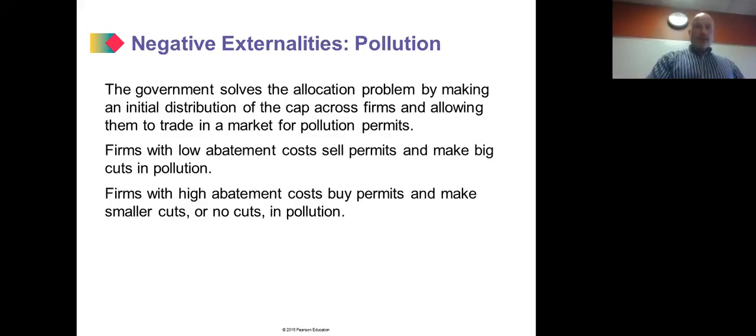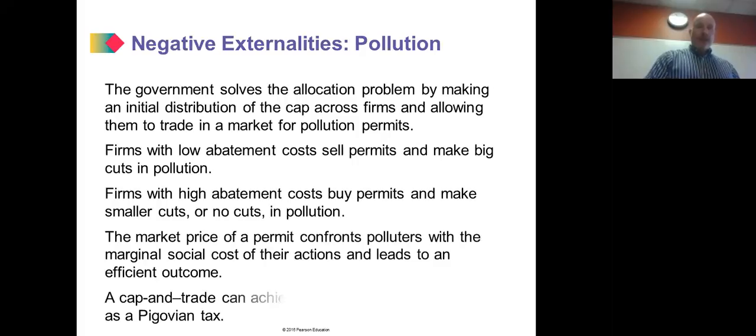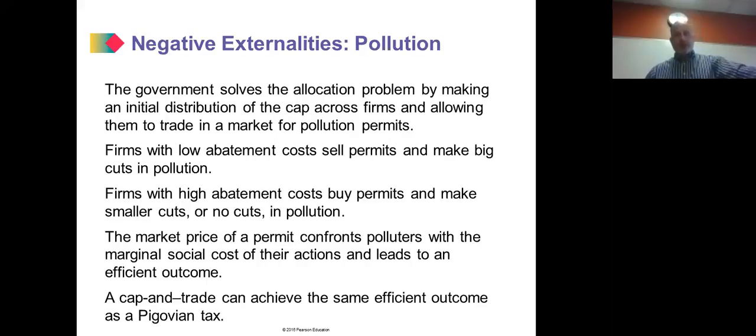So this is an example. Firms with low abatement costs sell permits and make big cuts in pollution. That's my example of Toyota. Firms with high abatement costs buy permits and make smaller cuts or no cuts in pollution. In that example, that would be my Chrysler Dodge. The market price of a permit confronts polluters with the marginal social cost and leads to an efficient outcome.